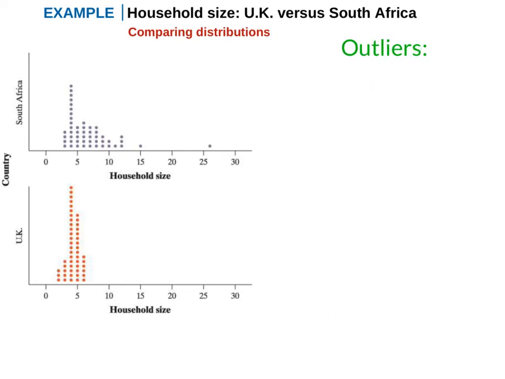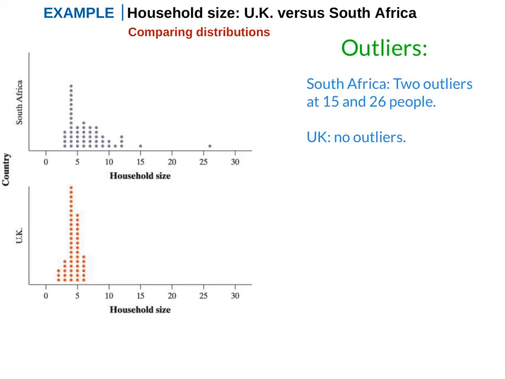So next up is outliers, and what I notice over here already about South Africa, there's definitely one at 26 and also at 15. But for the UK, there's really no tail, right? So there's not really any outliers. So here's what we would formally say. For South Africa, there are 2 outliers at 15 and 26 people, and the UK, again, no outliers.